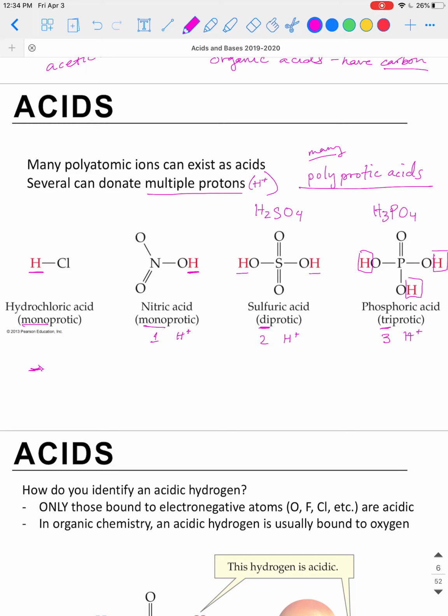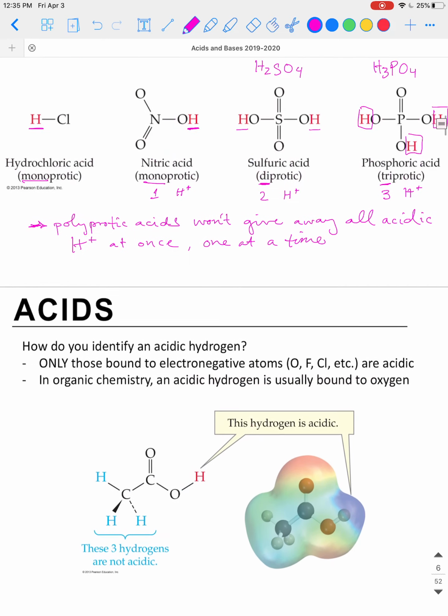Now, let me make a statement real quick. Polyprotic acids won't give away all their acidic hydrogens at one time. It's a step-by-step process, okay? They give them away one at a time. So it occurs in multiple steps, but they can give away multiple hydrogens.